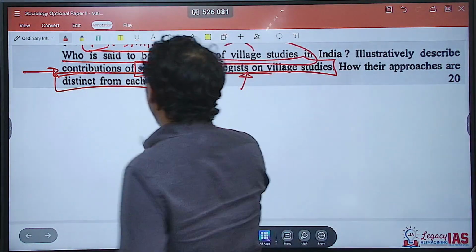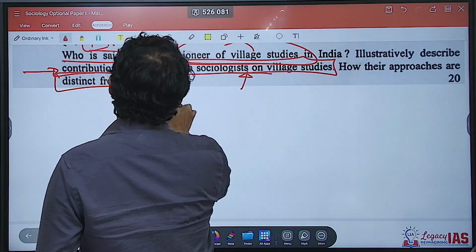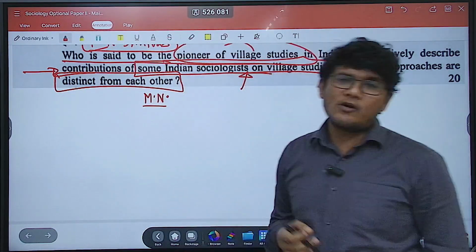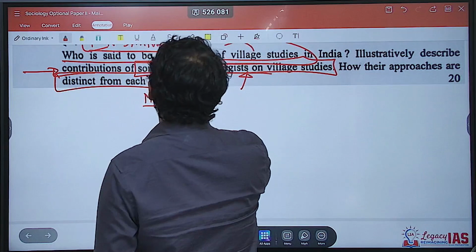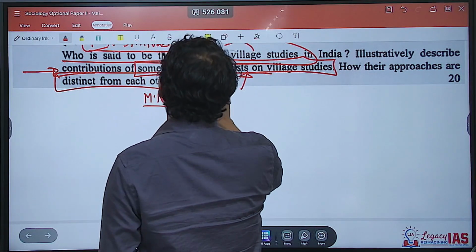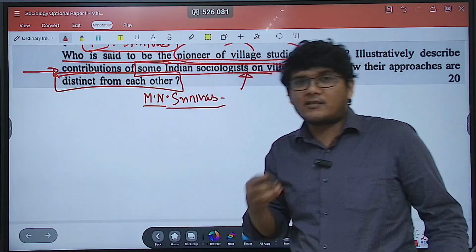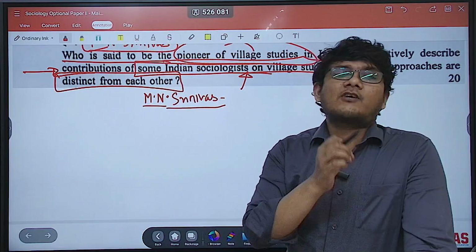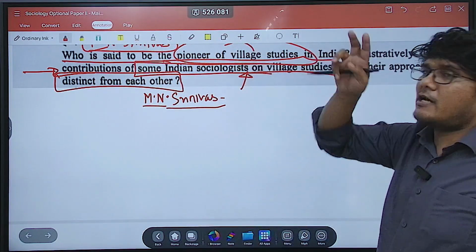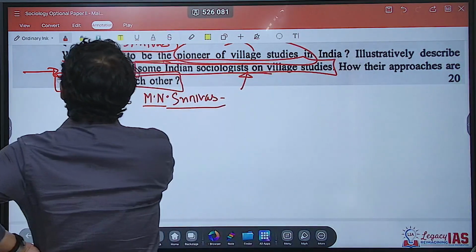For example, structural functionalist M.N. Srinivas, who has worked in this field, the study of Rampur village, is basically known as his famous study. So M.N. Srinivas, who has come out with this study, who has a structural functionalist approach, is considered to be the pioneer of village studies in India. And so this would be your introduction.